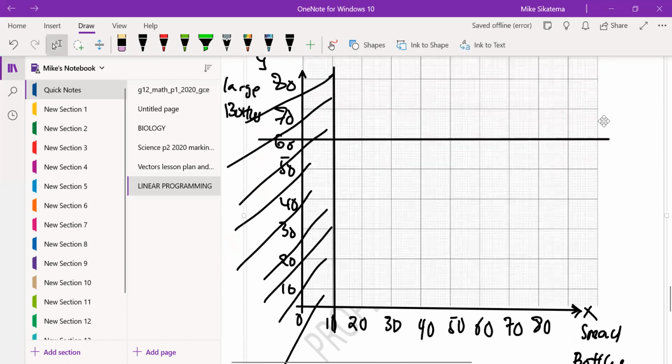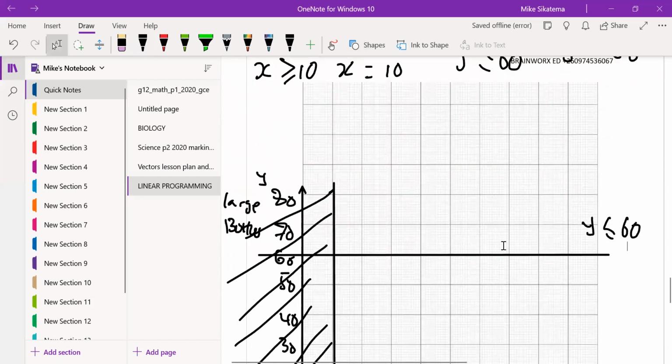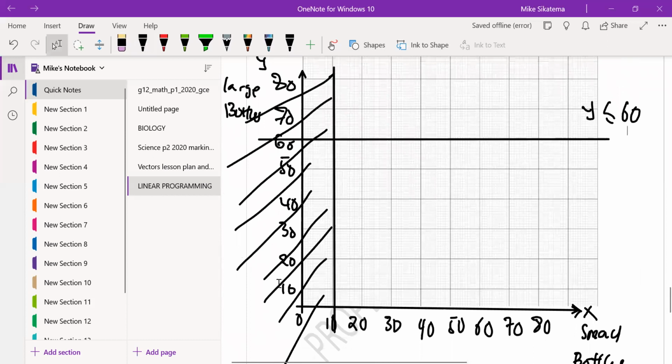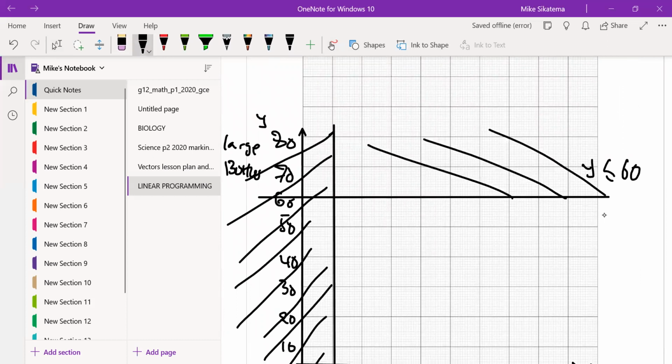So let's find the solution set so that we know where to shade. y has to be less or equal to 60. So y is equal to 60 there, and it's less than 60 below. So our answer is below, meaning we're shading the unwanted region, so we're shading above the line. Great.